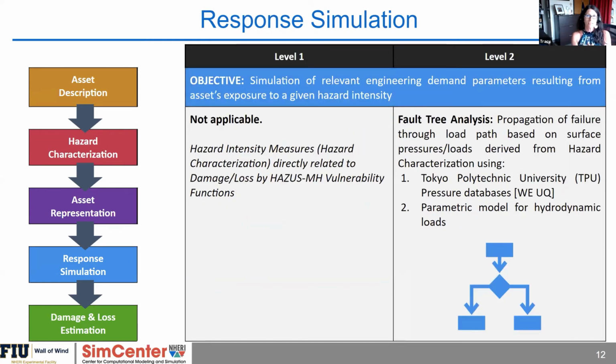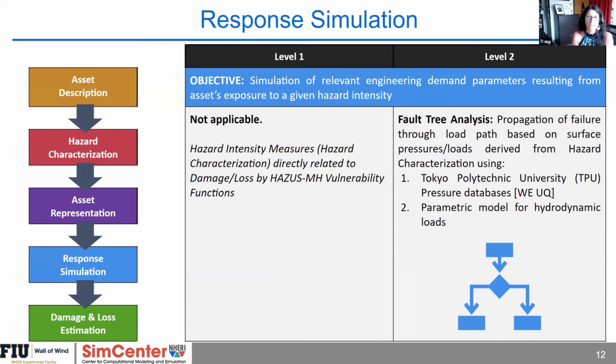Now for response simulation, what we're doing in level 1 is actually nothing. And the reason for this is that the hazard is described in a way in HAZUS that it maps it directly in terms of wind speed over to its damage and loss library. And there is no need for any kind of engineering demand parameters, response of any form to make that relationship happen. And so as a result, there is no load response, if you will, no response to the applied loading in level 1.